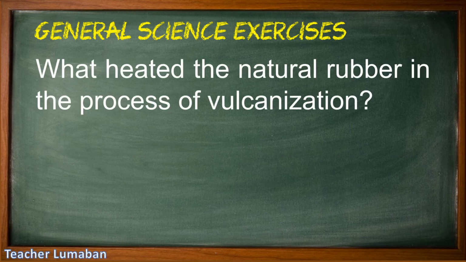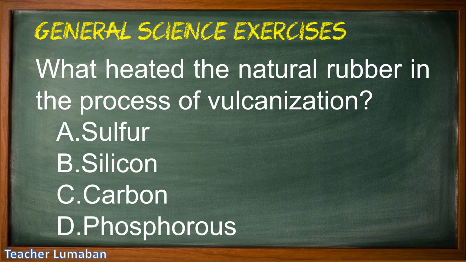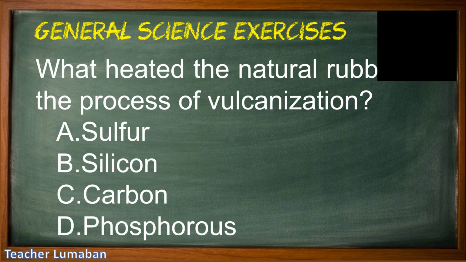What is heated with natural rubber in the process of vulcanization? Letter A, sulfur. Letter B, silicon. Letter C, carbon. Letter D, phosphorus. Choose the suitable answer to the following choices in 5 seconds.